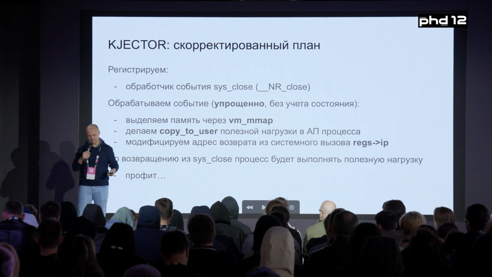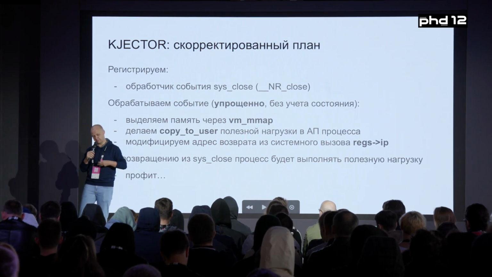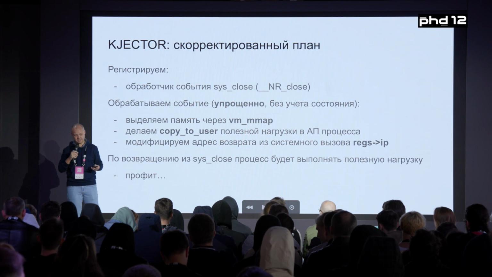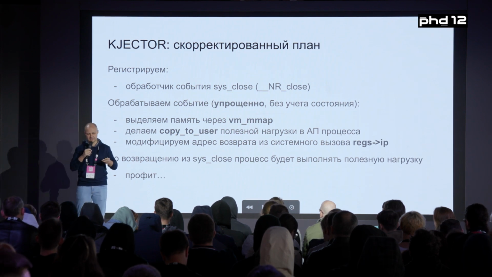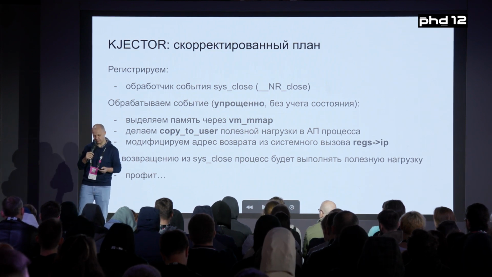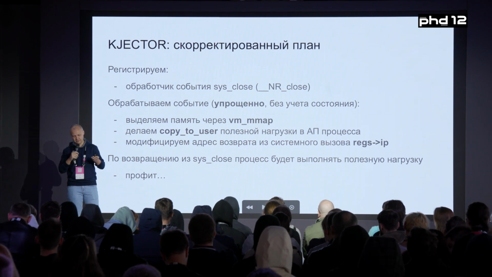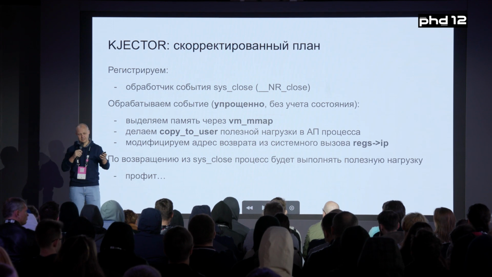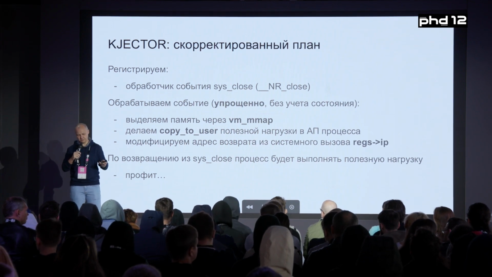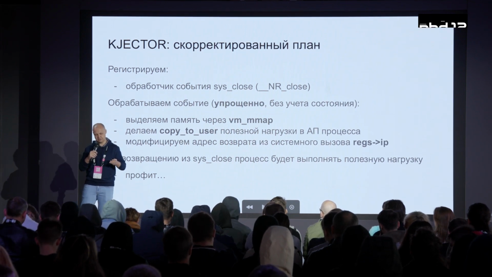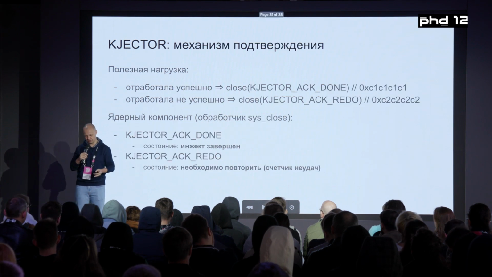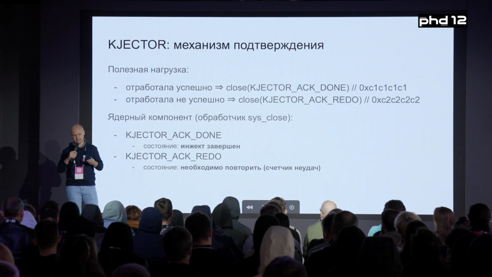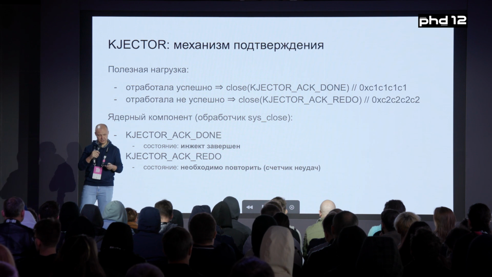And once this event happens, we allocate memory in the process. We do copy to user, that is, we copy the payload to the address space of the process. Then we modify the register, the instruction pointer. And once the process emerges from the syscall, it has the payload up there already, it has the modified address, so it can continue execution and handle the payload.